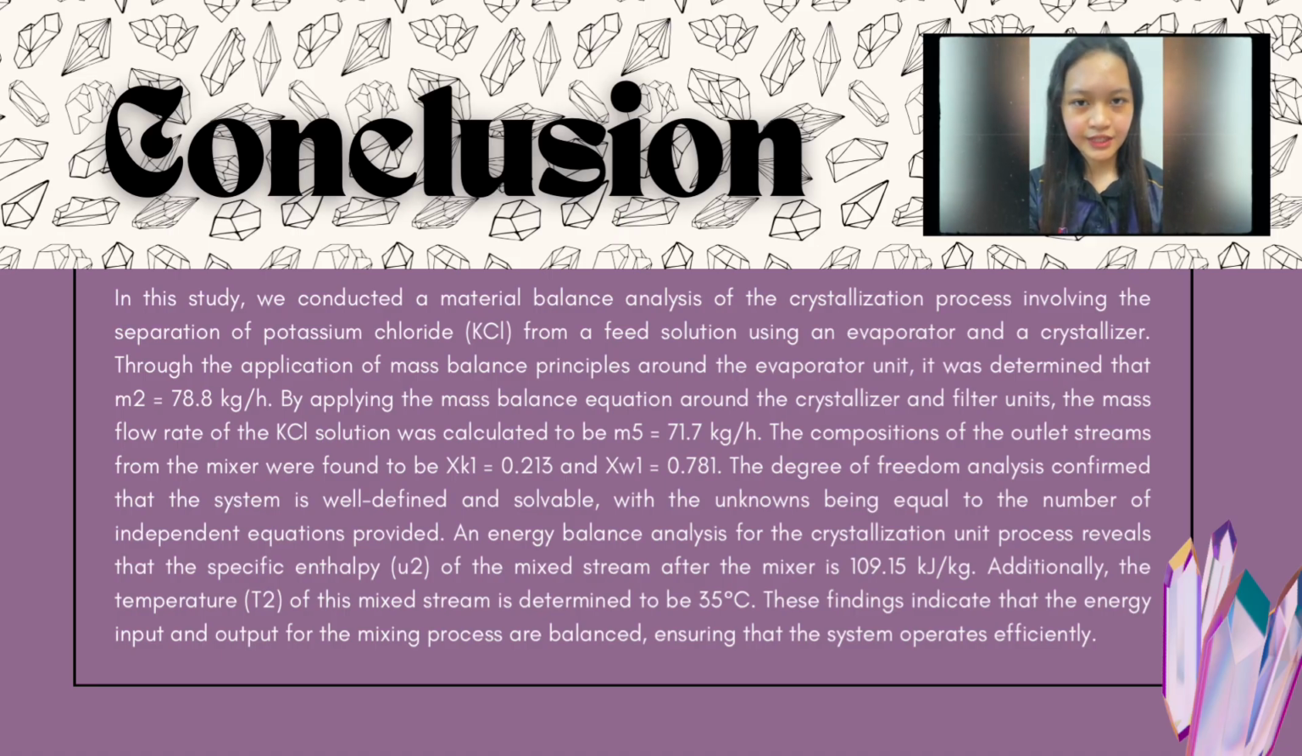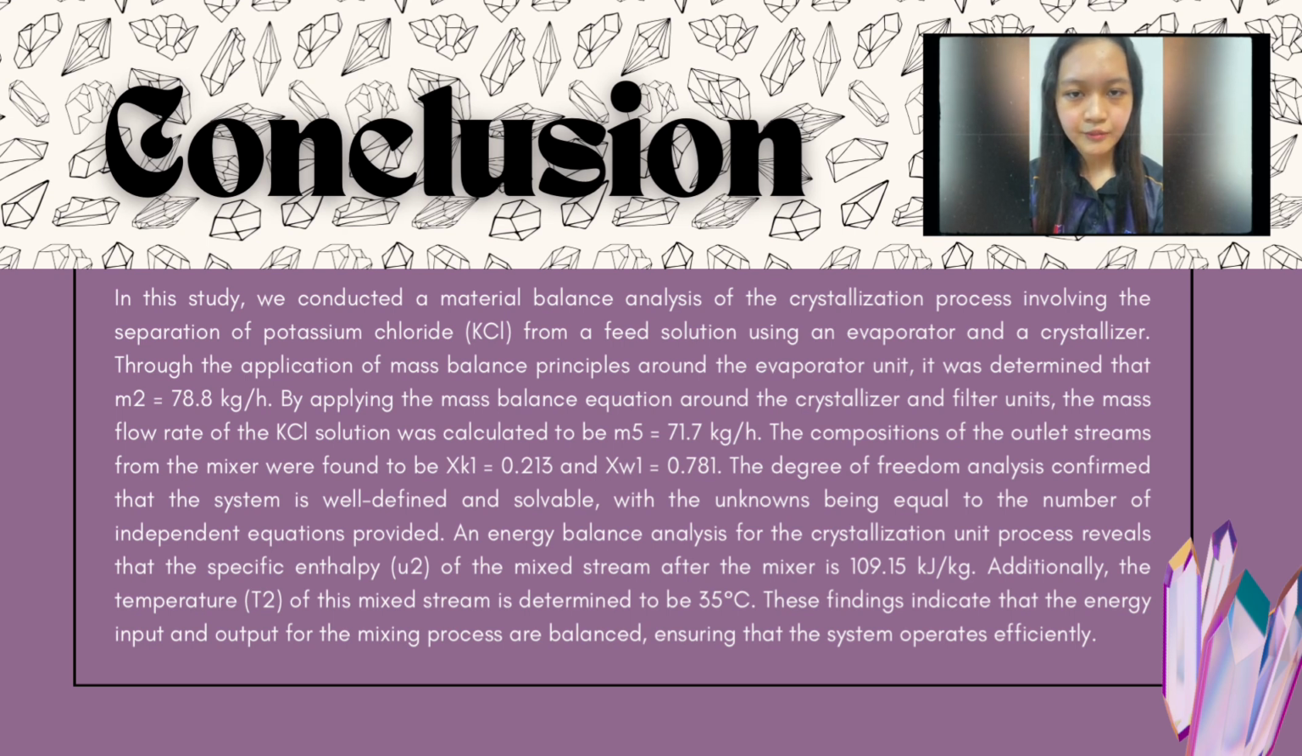So, in conclusion, this study focused on conducting material balance analysis for the crystallization process aimed at separating potassium chloride from a feed solution using an evaporator and crystallizer. Mass and energy balances were crucial to ensure consistent crystal quality and production. By controlling parameters like temperature and concentration, crystal growth rates were regulated to meet specific size, purity, and morphology requirements.